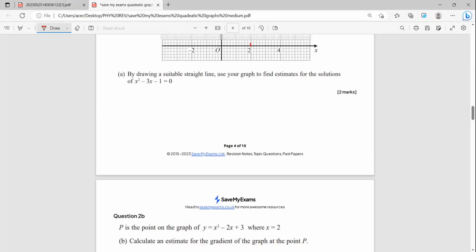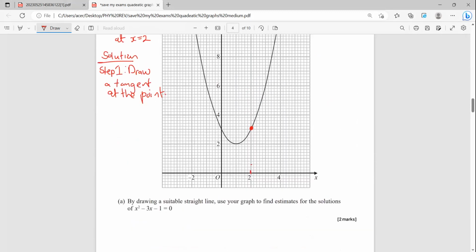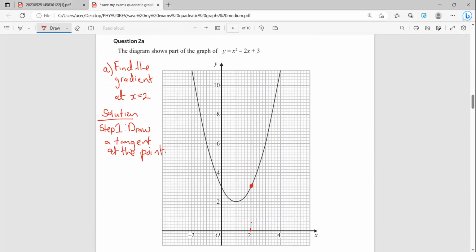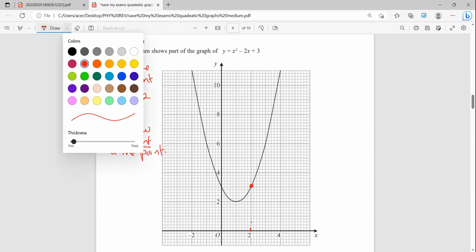So the first step, if you want to find gradient from a graph you've plotted, is to find the point on the graph, right? And after that, you draw a tangent at that point. Now, a tangent is a line that simply touches the curve. It doesn't go inside the curve, it simply kind of kisses the curve, right?